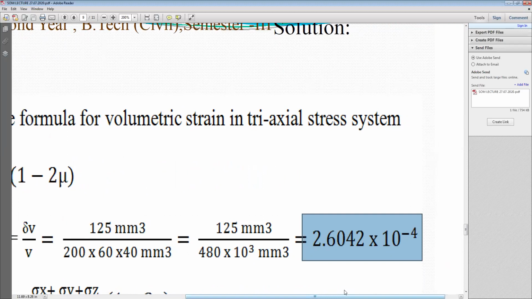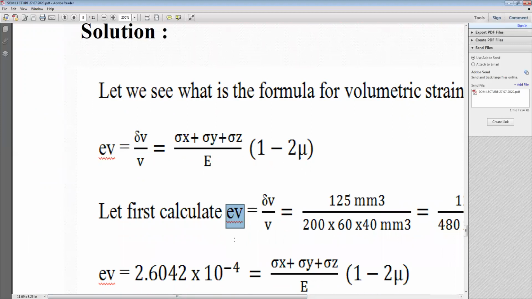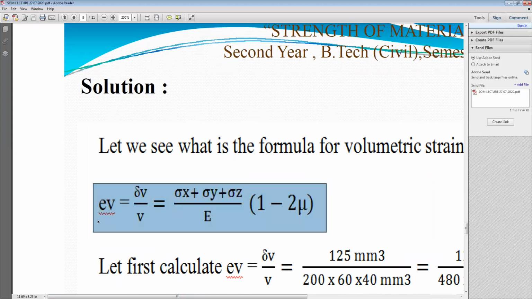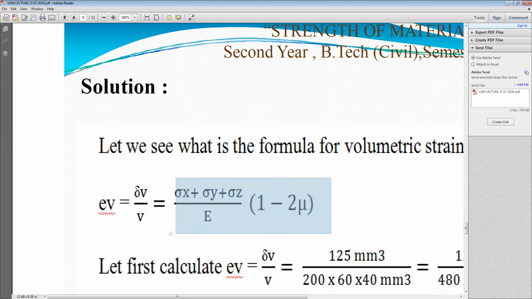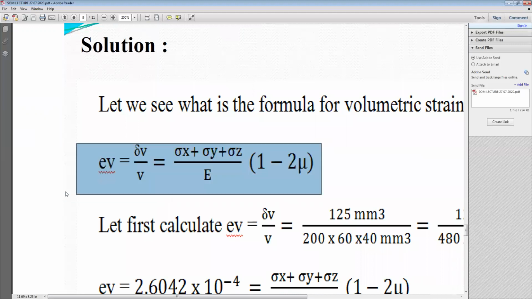2.6042 10 to minus 4. It is nothing but the value of EV. So take the value of this EV and put it into the known formula of EV. EV is equal to delta V upon V is the basic formula we know, but for the triaxial stress system, EV is equal to sigma x plus sigma y plus sigma z divided by capital E into 1 minus 2 mu. Put the value of EV into this formula and we can calculate mu. This is the simple one.